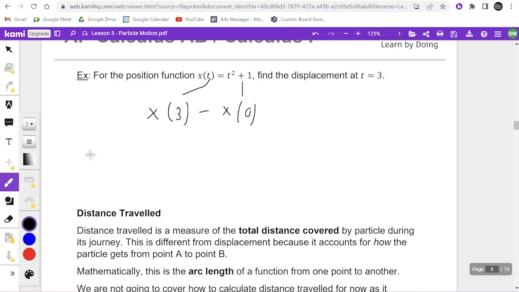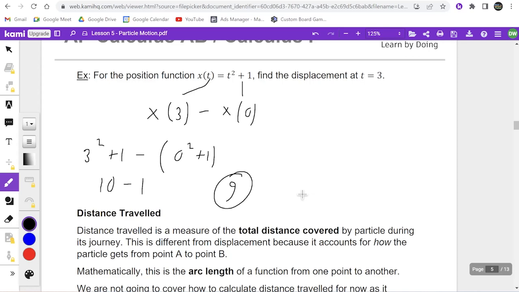So then that's going to be 3 squared plus 1 minus the quantity 0 squared plus 1. 3 squared plus 1, that's 10, minus 0 squared plus 1, that's 1. 10 minus 1 is 9, and there we go. You're going to notice we don't really have any units in this class. If it was a physics class, we'd be dealing with units, but in calculus, you typically don't deal with units for whatever reason. So 9 is perfectly acceptable.